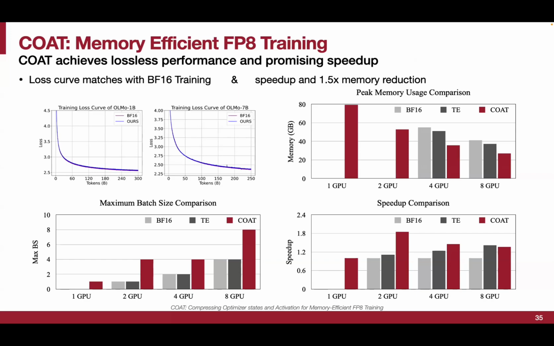So for example, using COAT, which is red, depending on the number of GPUs, using 2 GPUs, you can almost get 2x speedup. With 1 GPU, previously old methods could not fit, now you can fit. This is the memory consumption. You get about 1.x reduction in the memory consumption. With 4 GPUs, 8 GPUs. In 1 or 2 GPUs, previously we could not even fit the training in 1 GPU, but now with COAT FP8 training, you can fit.